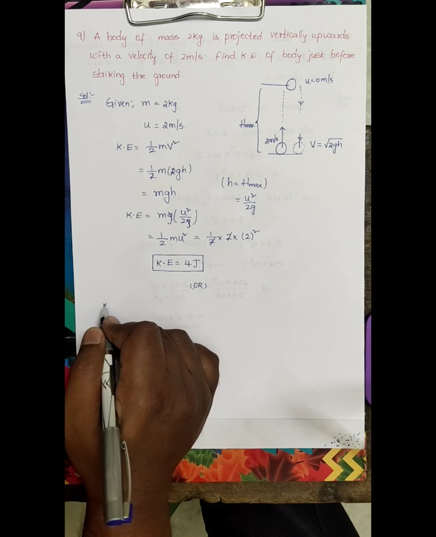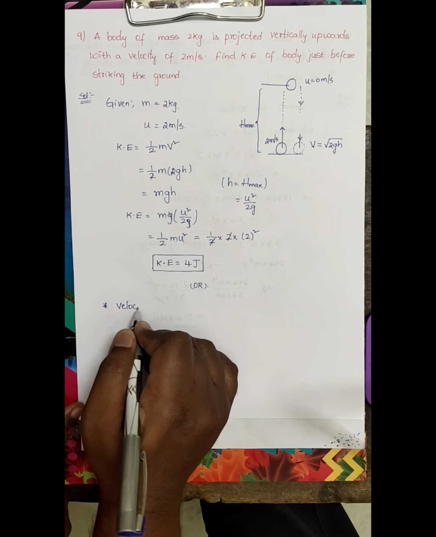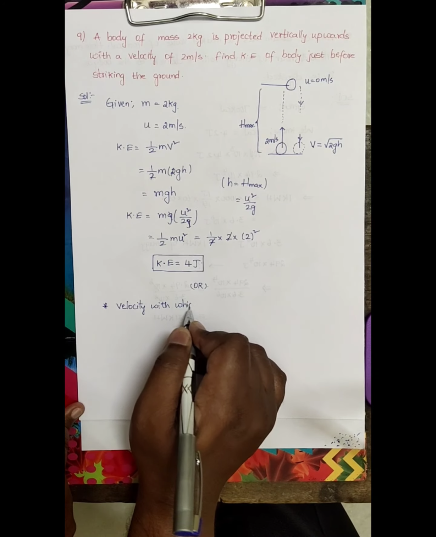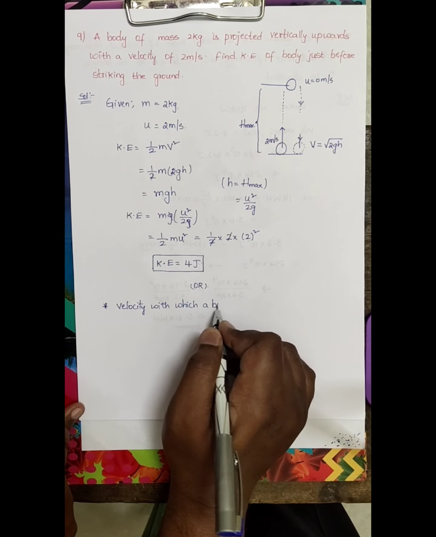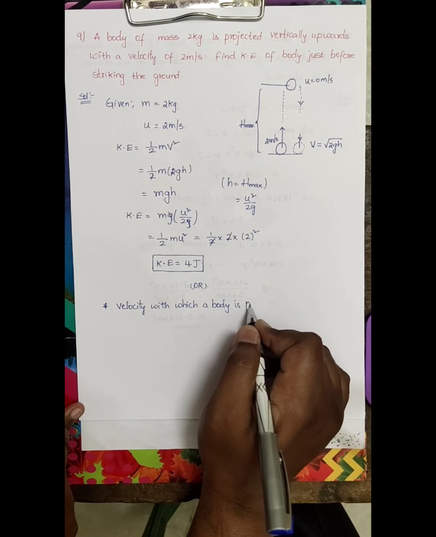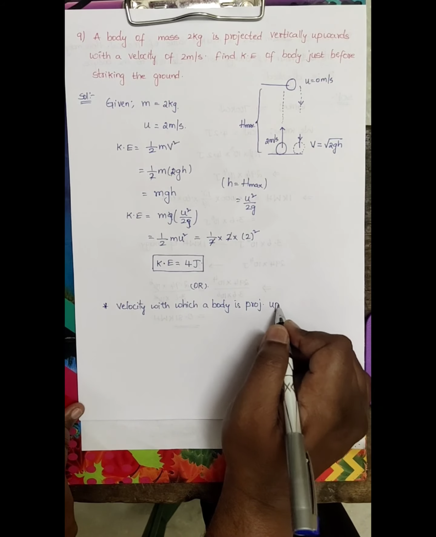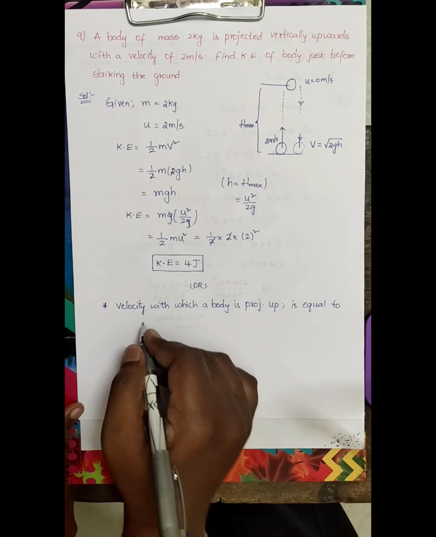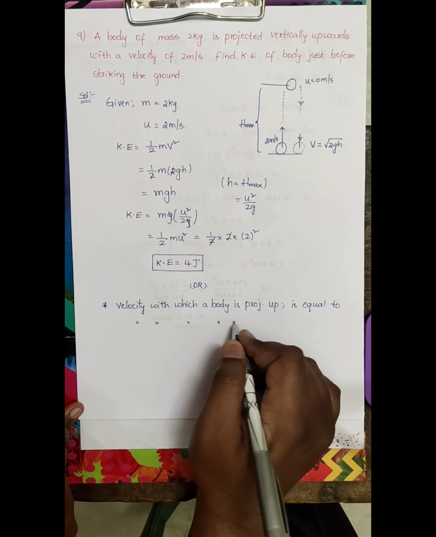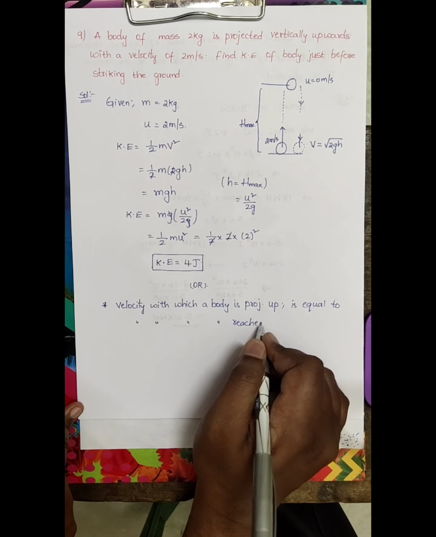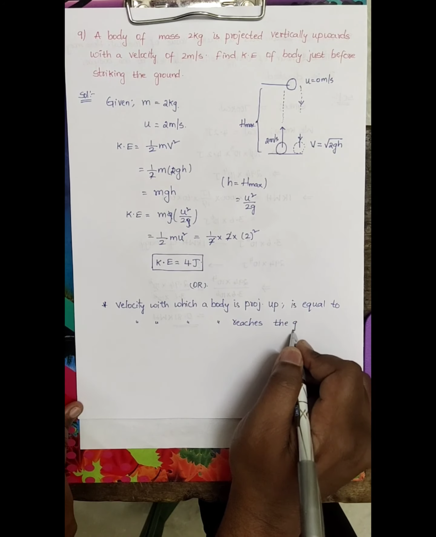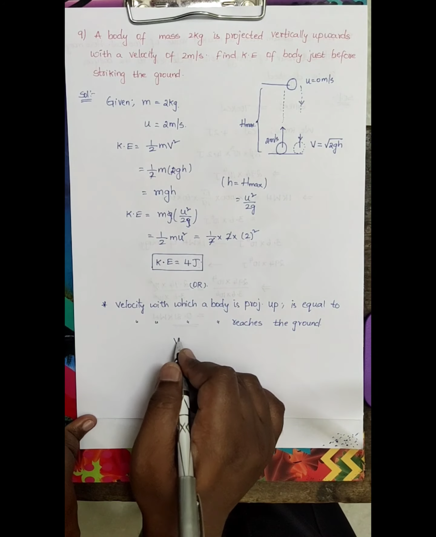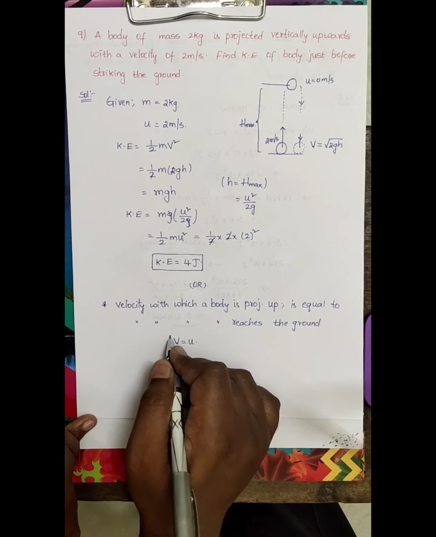So I am writing here the point: the velocity with which a body is projected upward is equal to the velocity with which a body reaches the ground. So from this you can say directly, v is equal to u.